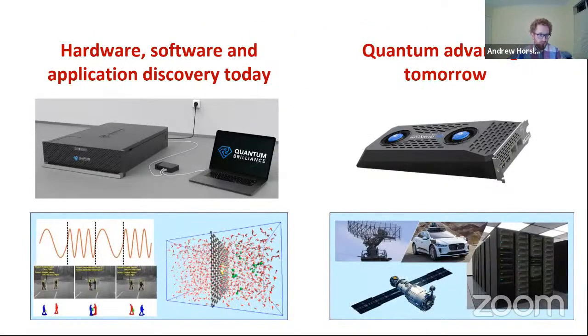So in terms of ways that people can engage with us, we've got hardware, we've got software and a full quantum software stack, as well as application discovery partnerships that we can work with people on. And then we've got this 5-year partnership pathway to being able to provide quantum advantage to users in that lunchbox form factor.